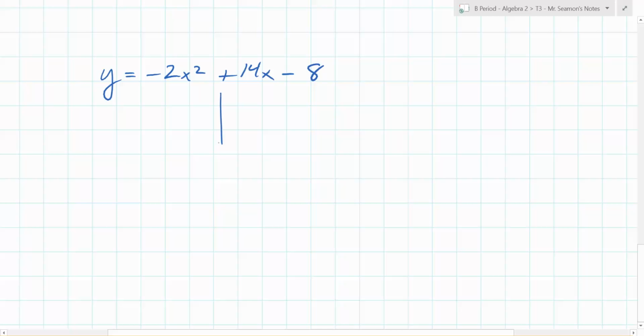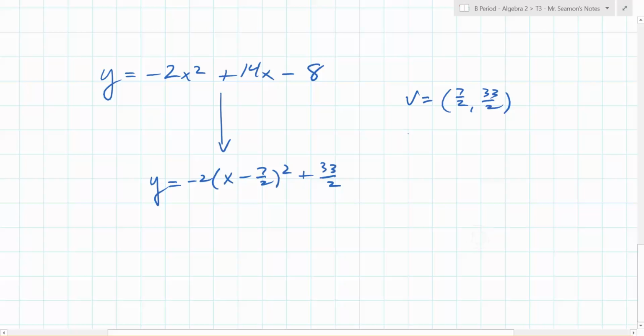When you complete the square on this, you end up with y is equal to -2 times x minus 7 over 2 squared, plus 33 over 2, right? So the vertex is 7 over 2, comma, 33 over 2. And it goes up or down? Down, and is it steep or shallow? It's steep, because the absolute value of -2 is greater than 1.